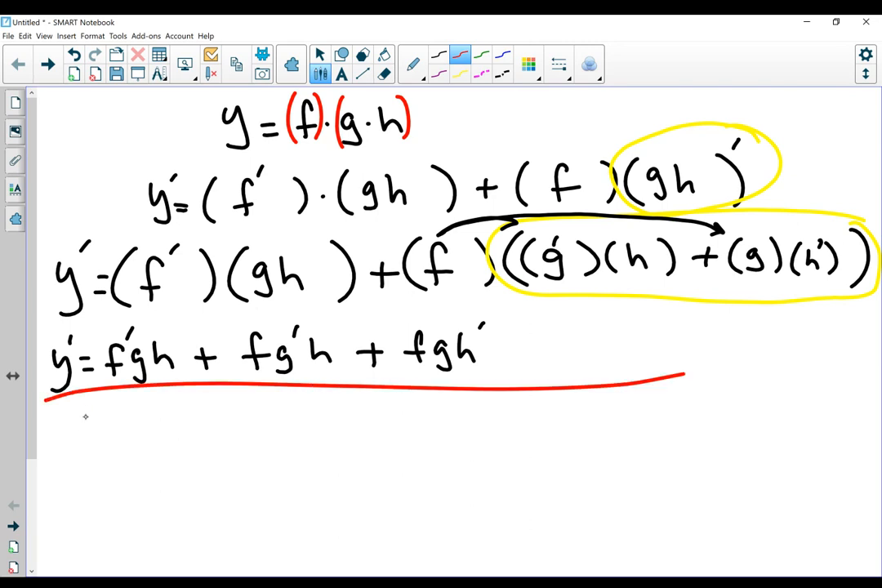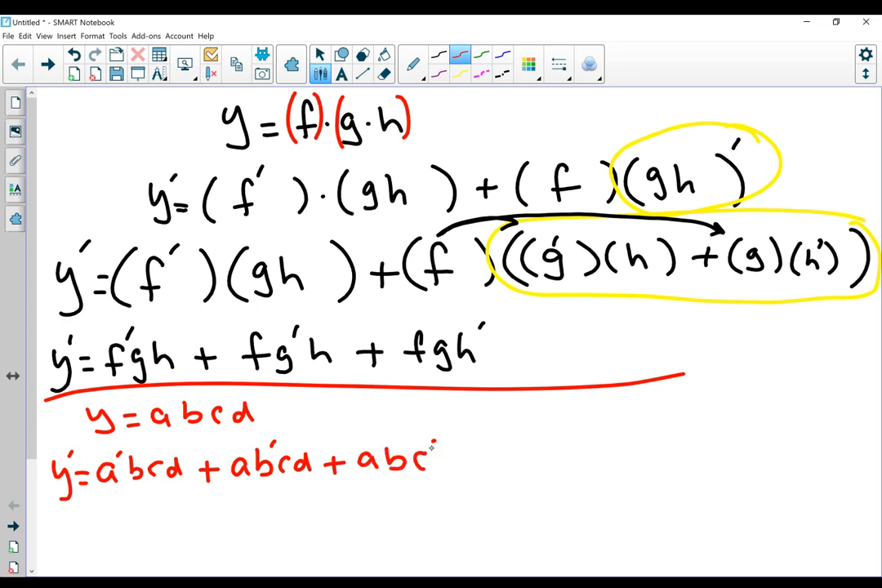So alternatively, if I gave you four functions, let's just call them a, b, c, d, the derivative would be the derivative of a times b, c, d, a times derivative of b, c, d, then a, b, c prime, normal d, and then a, b, c, d prime. And you can expand this to a fifth function and whatnot.